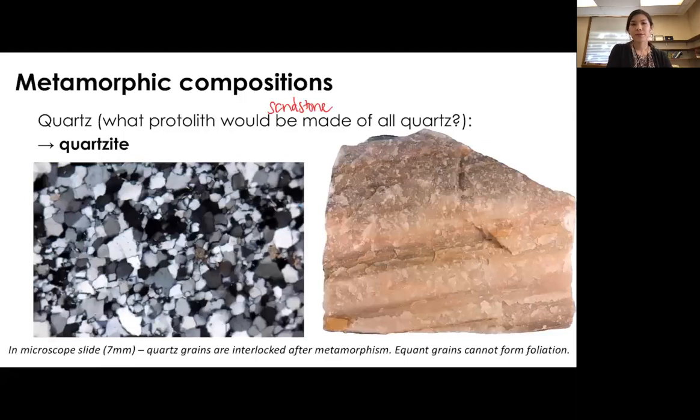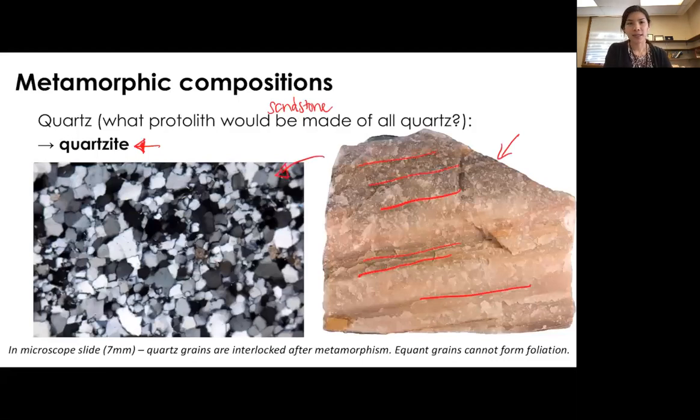So a metamorphosed sandstone made completely of all quartz turns into a metamorphic rock called a quartzite because it still contains all quartz. There's nothing else in that chemical composition that could have formed new minerals. So an example of a quartzite is shown on the right here. Compared to the original sandstone, we can no longer see the individual grain boundaries. We can still see some color banding that was the original bedding layers in the sandstone. However, the grains have kind of merged now to form much more of an interlocked pattern.